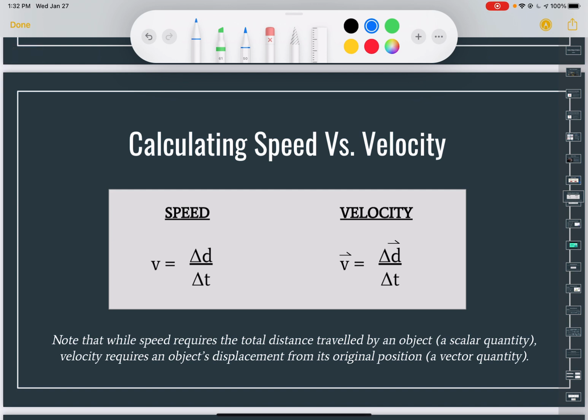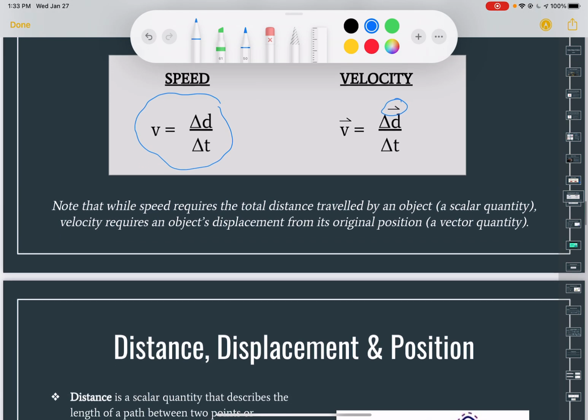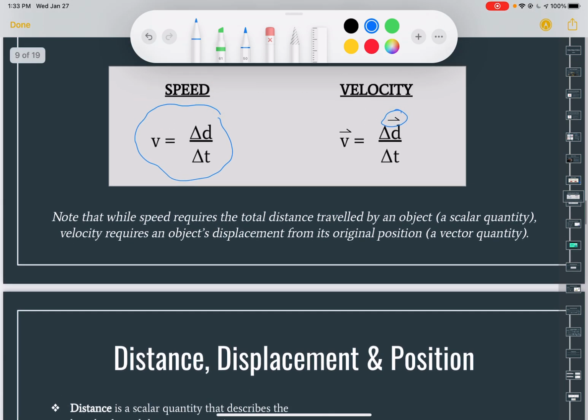So calculating speed versus velocity, well, they actually literally are the same formula. The only difference here is that when we look at a velocity formula, we have a little arrow there. So this little thing is an arrow, and that's just telling us that we need a direction. So when we're talking about velocity is equal to distance over time, that distance has to have a direction in order for it to be a velocity. Without the direction, then it just becomes a speed, okay? So the literally same exact calculations, just using speed, using direction.